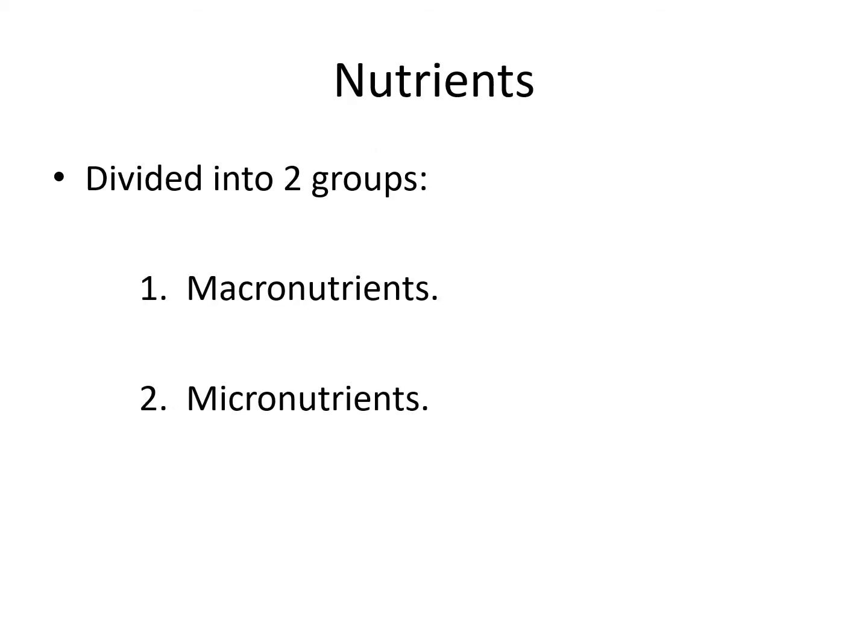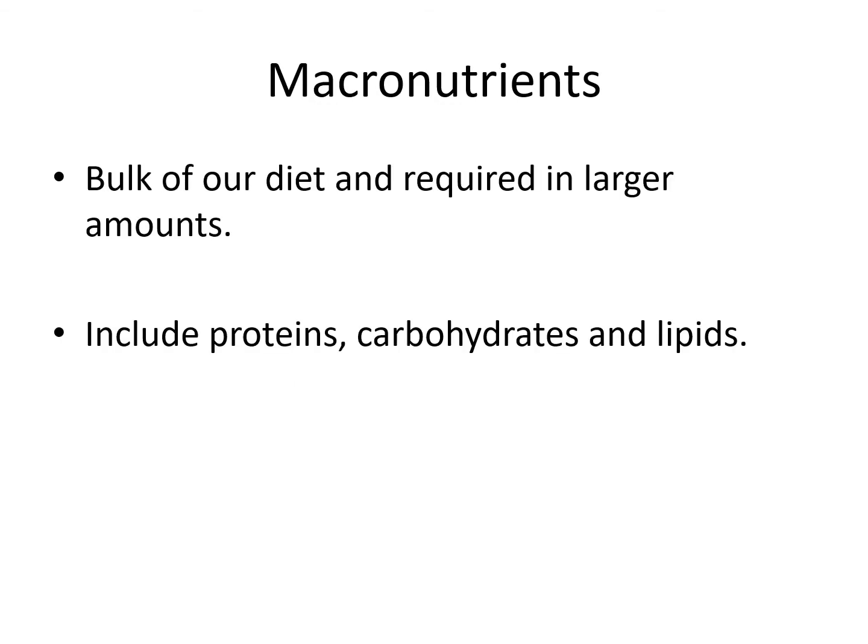Now, nutrients can be divided into two groups. We have what are called macronutrients and micronutrients. Macro and micro refer to how much we need in our proper diet. So those substances that we need in our diet in large amounts are called macronutrients, and those molecules that we need in small amounts are called micronutrients. So a macronutrient, as its name implies, forms the bulk of our diet and is required in larger amounts. And these include proteins, carbohydrates, and lipids, all the organic molecules that we talked about earlier.